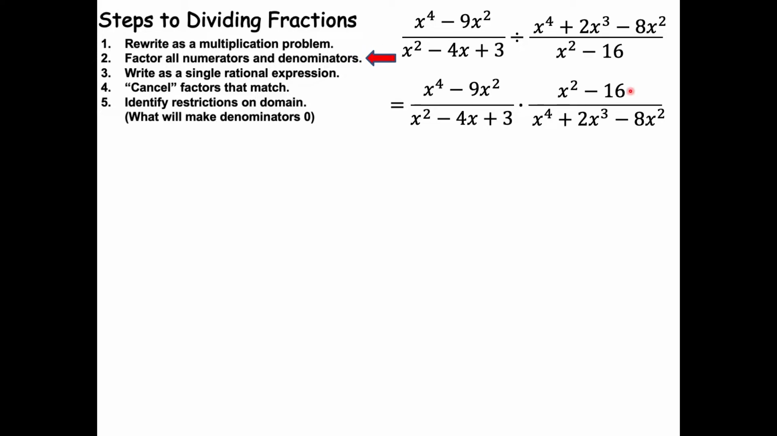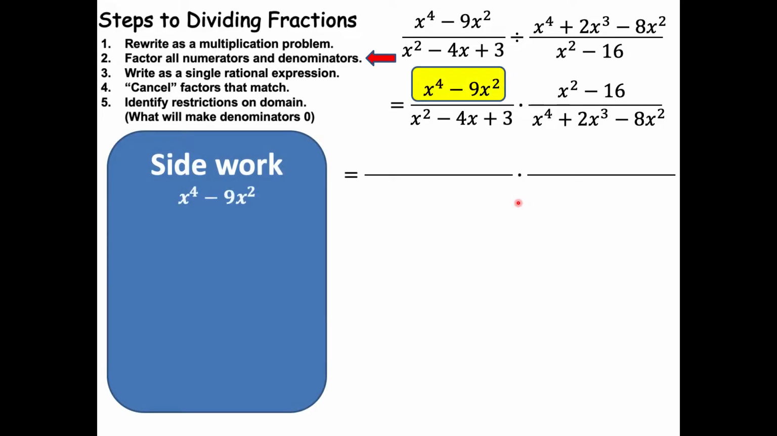Second step, from here on in, it's basically the same steps that we used for multiplying rational expressions, because at this point it's a multiplication problem. Again, if you watched the multiplication video, it's just a matter of factoring all four parts. So I'm going to do a little bit of side work here. x to the fourth minus 9x squared. If we factor that, check for the GCF. The GCF is an x squared that can come off of both of those. So I'm going to pull those off, and then I have an x squared minus 9 left over.